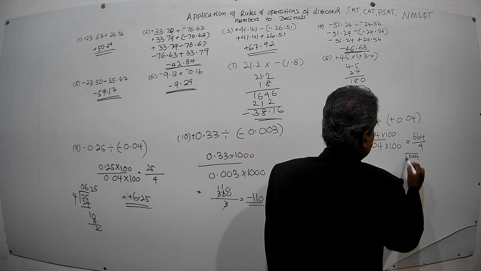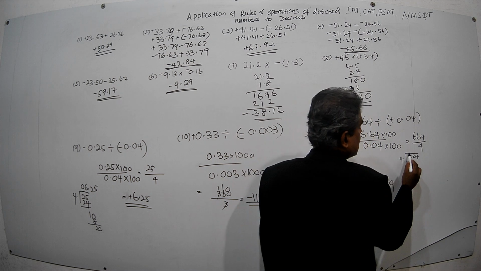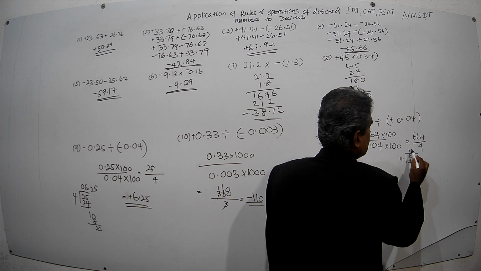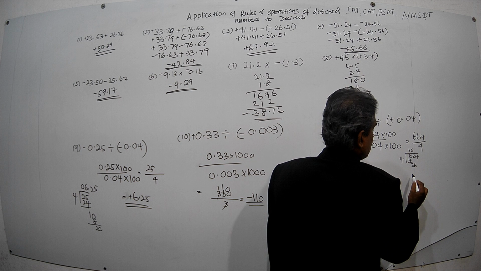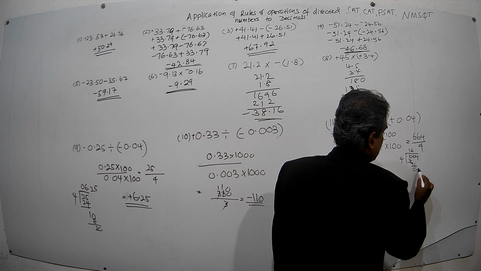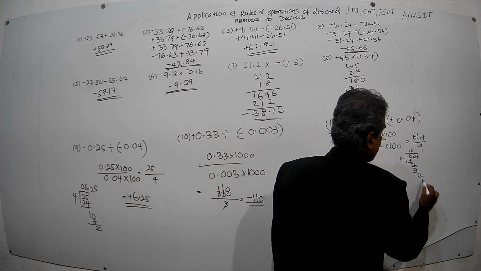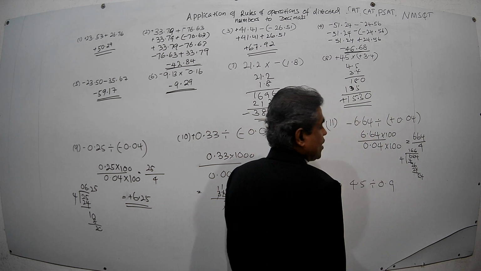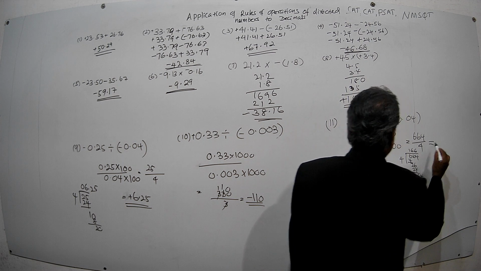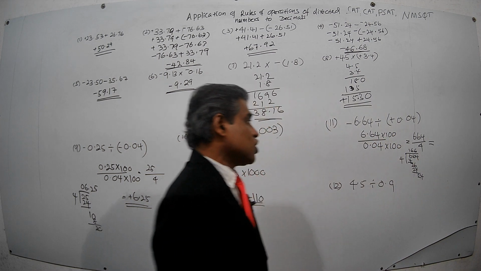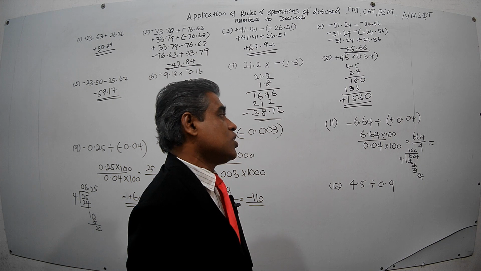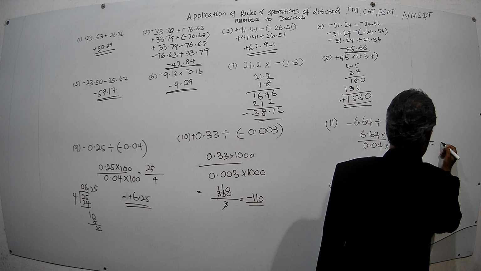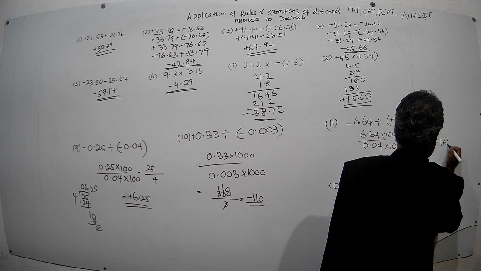664 divided by 4. 4 times 1 is 4, 6 minus 4 is 2 left. 4 times 6 is 24, 26 minus 24, then 2 is left. Take this 4 down. Then it will be 24, 4 times 6 is 24 again. Then the answer is 166. But here one number is positive, the other number is negative, and we have divided two numbers of different signs. Therefore, the sign of the answer is negative: negative 166. Okay.